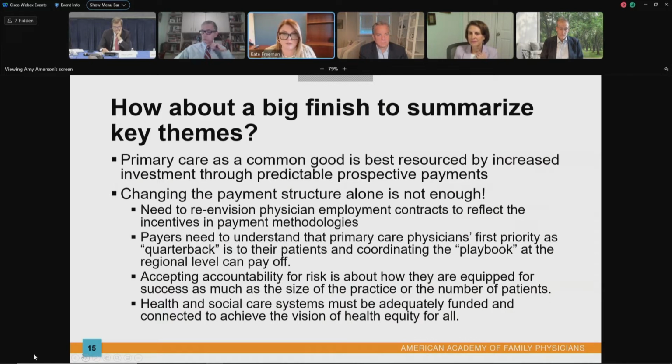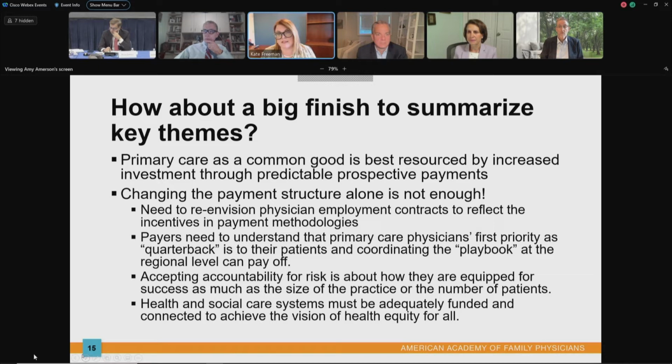increased investment through predictable prospective payments, but changing the payment structure is really not enough. We need to re-envision physician employment contracts to really reflect the payment environment in which they're participating. And payers really need to understand that primary care physicians' first priority as a patient's quarterback is to their patients, and coordinating the playbook at a regional level can really have high returns.